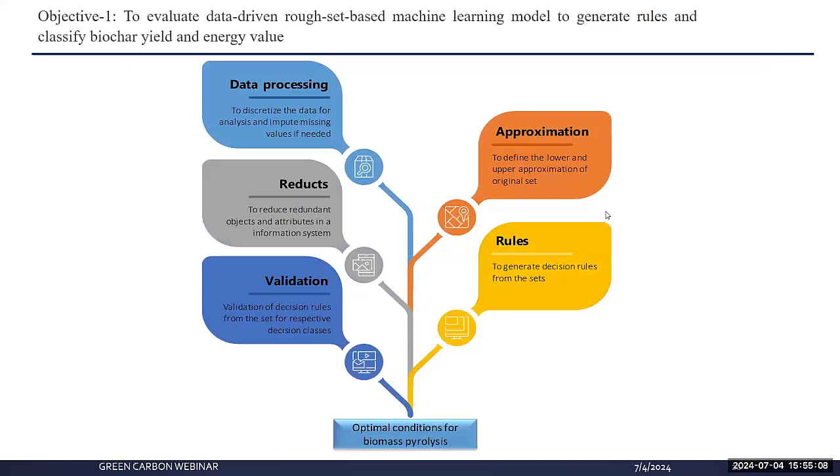So we have continued with the data-driven rough set-based machine learning model, where we have used the rough set concept. The data sets, whatever we have generated, will be approximated with the lower and upper approximation, and with the approximated data set, a set of reducts will be generated, and with these reducts we can frame a set of rules, or in other words a set of conditions or framework that will give us the optimal conditions for predicting the reaction.